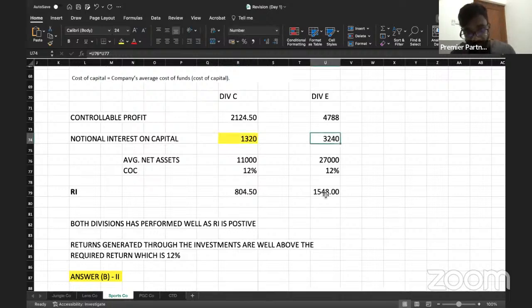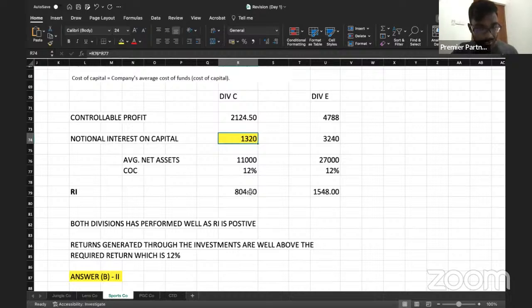Here, it's even higher. Residual income is, this is how much you need, 3,240. The division is generating 4,700. You're getting 1,548 extra. So RI actually tells you the return over and above, right? Over and above the minimum return. This is your minimum return.